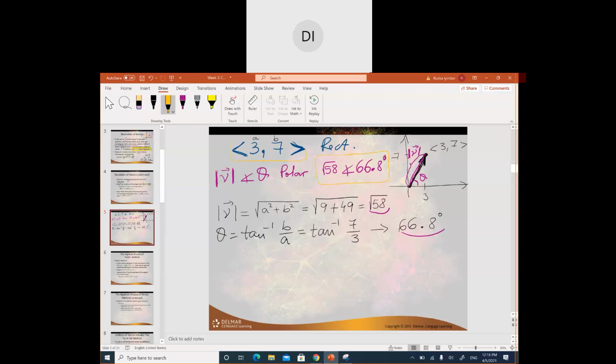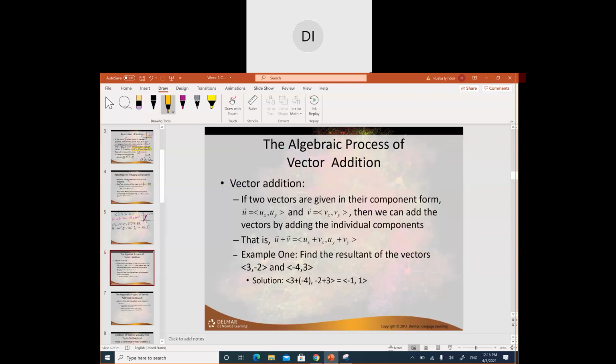Okay. So now, why do you need two forms? Because some things are easy with one form, rectangular, and some things are easy with polar form. That's why. And we're going to look at the addition of vectors. So we're going to talk about adding vectors and subtracting vectors. All these operations with vectors, we're going to use in rectangular. When you have the vectors in rectangular form, it's easier to add and subtract them.